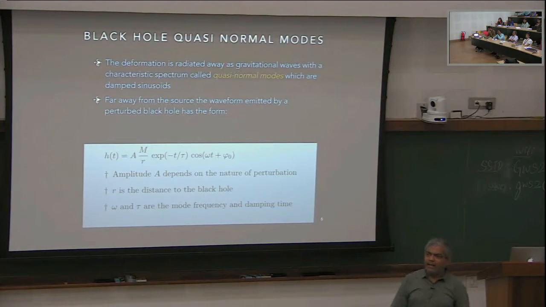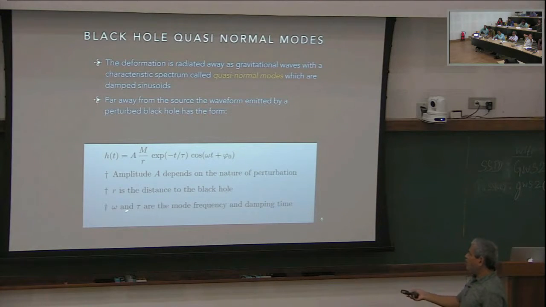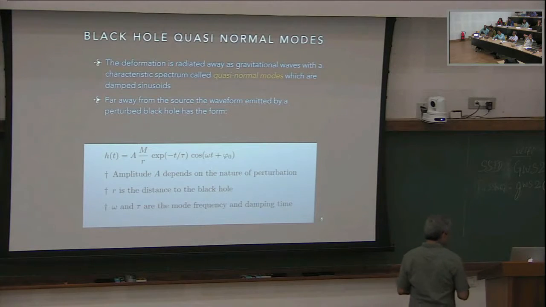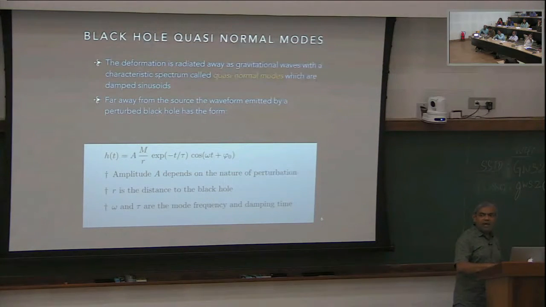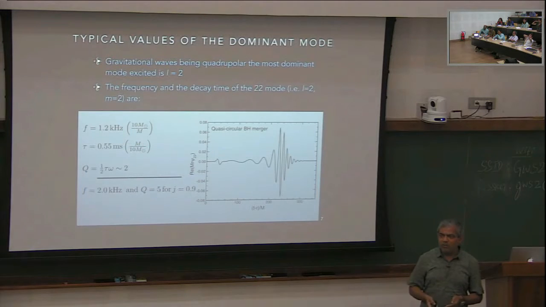Maybe you already did this, Emanuele, but in simple terms, a quasi-normal mode is a damped sinusoid. There's a damping constant and a frequency, which both depend only on the mass and spin of the black hole. This would be, let's say, the dominant amplitude, but there is a spectrum of modes that are generated. R is the distance to the black hole, and omega and tau are the mode frequency and damping time, as I mentioned. What can we expect for these frequencies? Did you do this already?